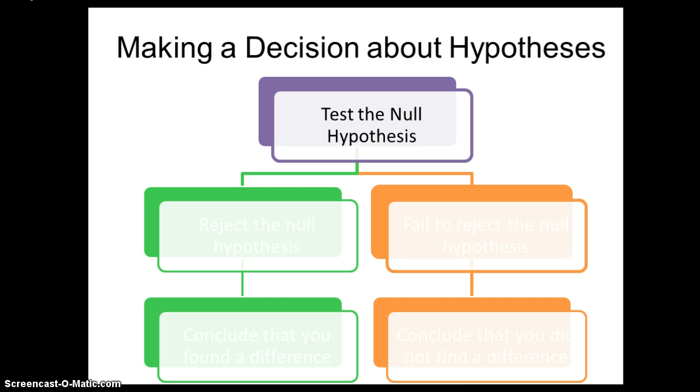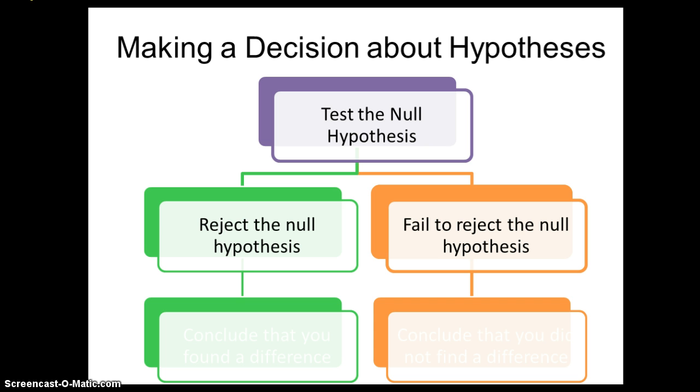Okay, so the last part about this is making a decision about the hypotheses. We're always testing, as I said, the null hypothesis, so the one that they're equivalent. And we can make two different decisions about our null hypothesis. We can either reject the null hypothesis, which means that we found evidence that supports our research hypothesis, or that we found a difference, or we can fail to reject the null hypothesis, which means that we have no evidence that the two groups are different.